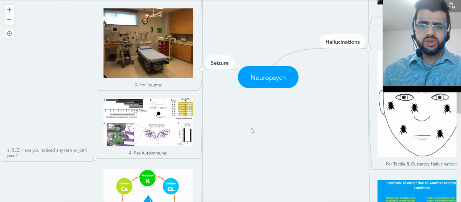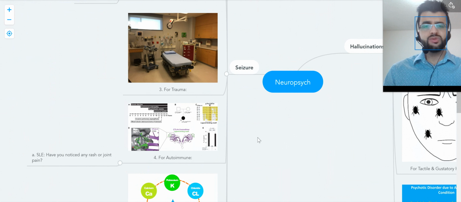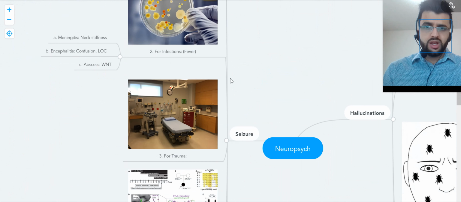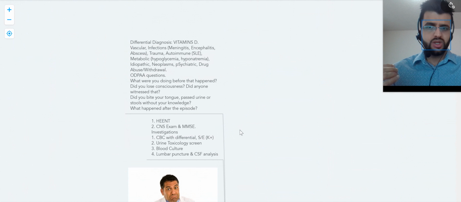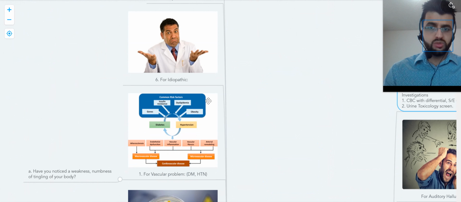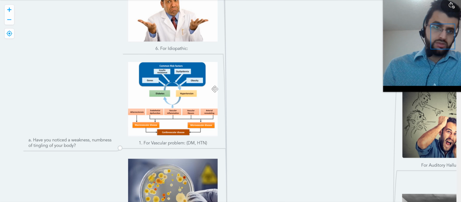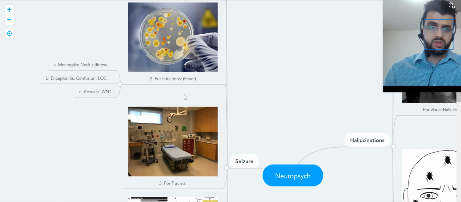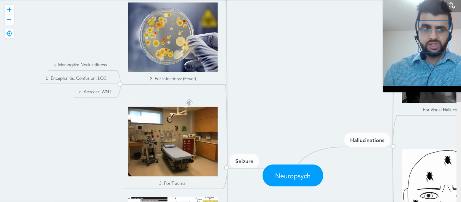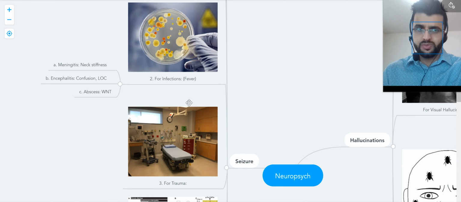Now we will be talking about seizure. If you have a seizure, what are the differentials? So when someone presents with a seizure, there are a couple of differentials. It could be idiopathic, we don't know. It could be a vascular problem, like a stroke. It could be infection, when you have a fever, which could trigger a seizure.